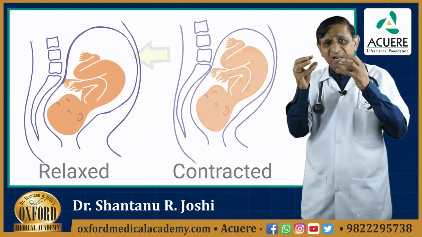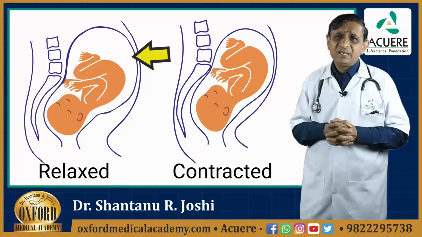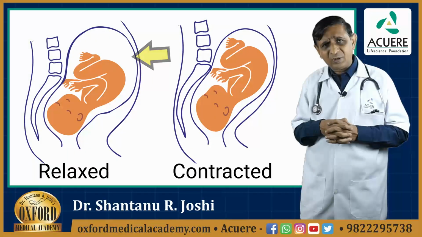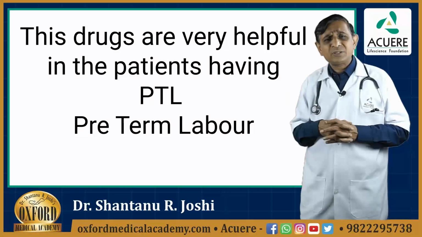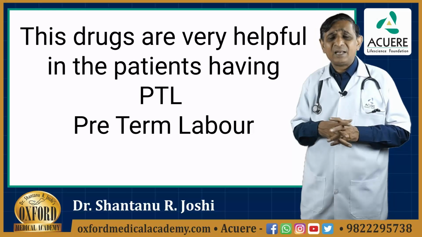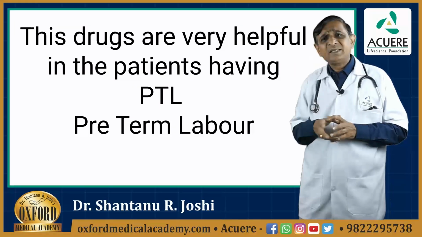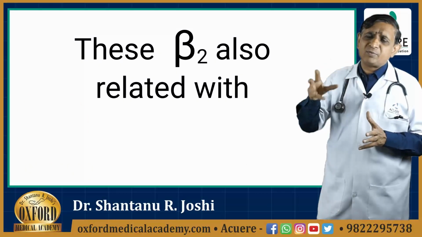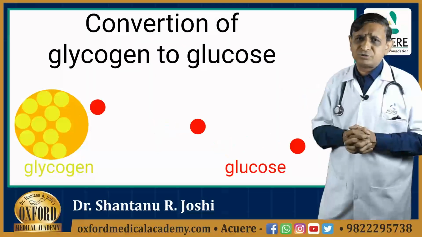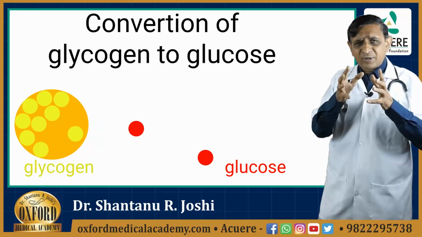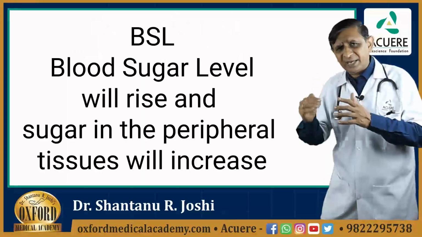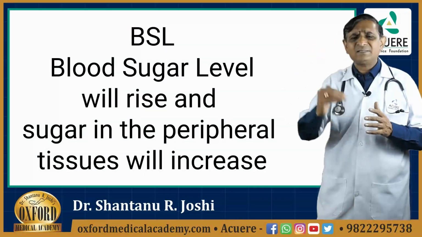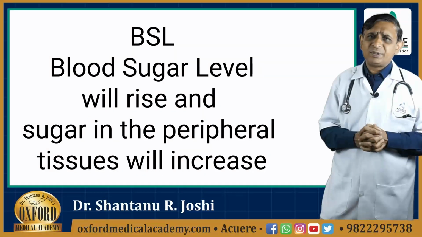They bring about the relaxation of the uterus, and these drugs are very helpful in the patients who are having PTL, preterm labor. This beta 2 is also related with conversion of glycogen to glucose. With the conversion of glycogen to glucose, BSL, that is blood sugar level, will rise and sugar in the peripheral tissue will increase.